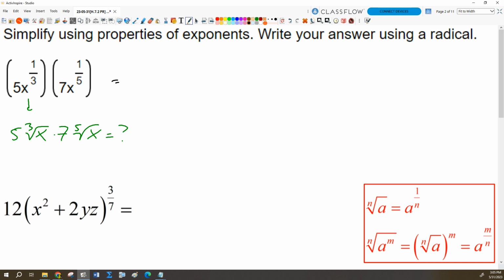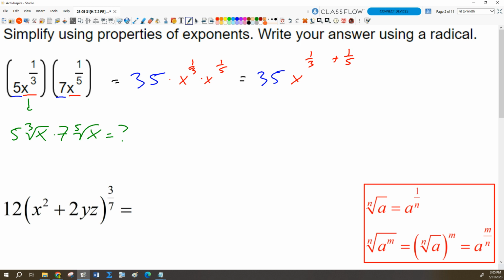Yeah, so how about if we multiply the coefficients first? 5 times 7 is 35. Okay, what about the rest of that then? I've got x to the 1/3 times x to the 1/5. Well, what do we do? We've done tons of stuff like that. What do we do when we multiply powers with like bases? What do we do with the exponents? You add them, don't you? Yeah. So this just becomes 35 x to the 1/3 plus 1/5. I just have to add some fractions up, but that's not a big deal.